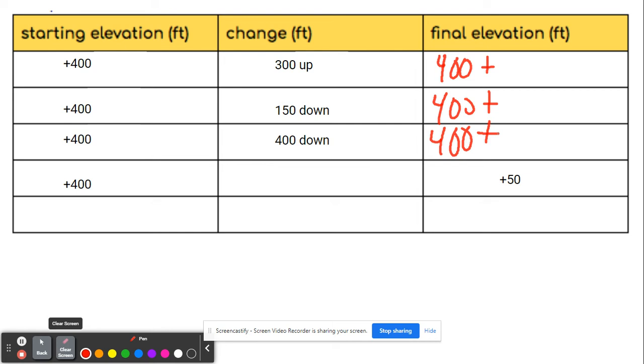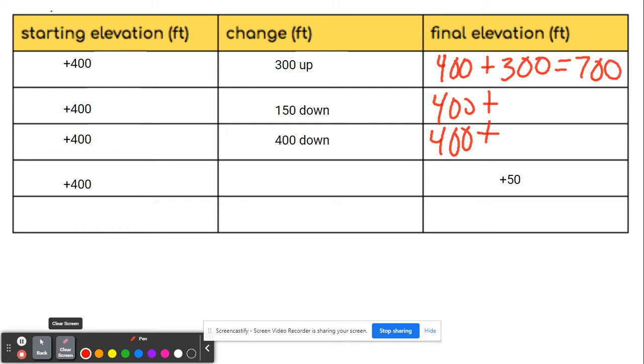Then let's look at number one. My change is 300 up. So if I'm going up, am I going to add a positive or negative number? Just like temperature, with elevation, if I'm going up, it's going to be a positive number because I'm going to get higher, I'm going to get bigger. So 400 plus 300, which equals 700.